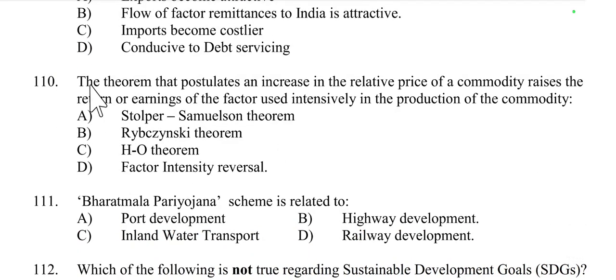Then question number 110, the theorem that postulates an increase in the relative price of a commodity raises the return or earning of the factor used intensively in the production of the commodity. It is called the Stolper-Samuelson theorem. Yes, this is the right option, because the Stolper-Samuelson theorem states that an increase in the relative price of a commodity leads to an increase in the real return to the factor of production used intensively in the production of that commodity, and a decrease in the return to the other factors. So option A is right here.